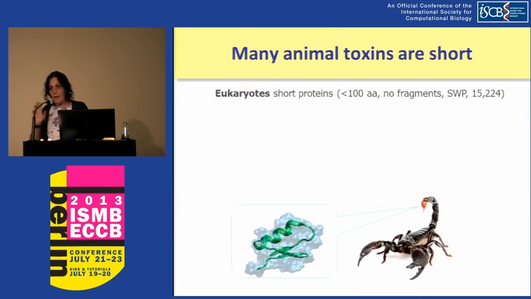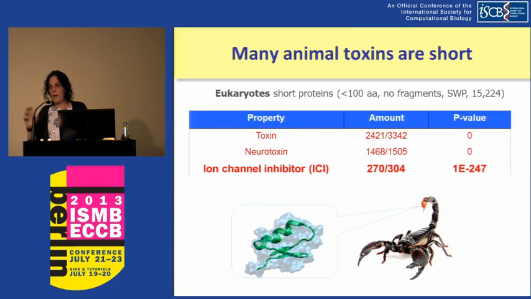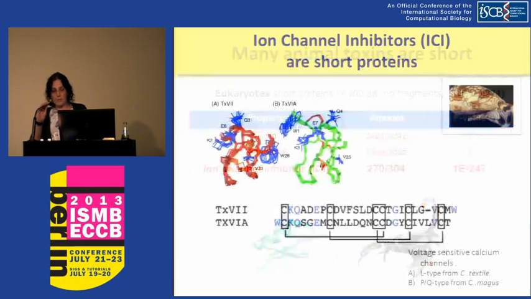One exception is short proteins that belong to animal toxins. The way to show it is, again, we take the Swiss-Prot, we take all proteins that are below 100 amino acids, and you look at their annotation. You can see that toxin, neurotoxin, and specifically ion channel inhibitors are extremely short. You can see from the p-value that most of them are really below this 100, which means that they are very enriched. Okay, so let's say a few words about these ion channel inhibitors.